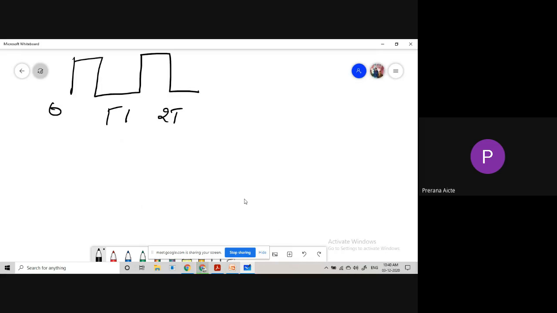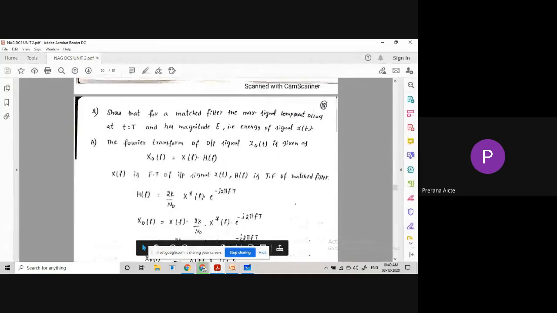0, T, 2T, like that. We call this the complete bit duration. This complete interval is nothing but the bit duration. Now see, show that for a matched filter, the maximum signal component occurs at t equal to capital T, having magnitude equal to the energy of the signal x of t.